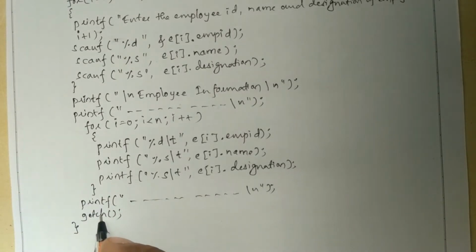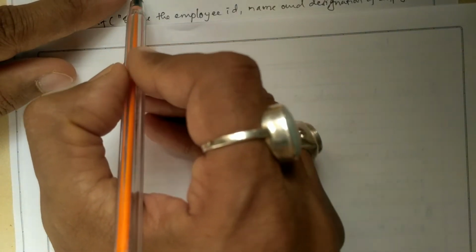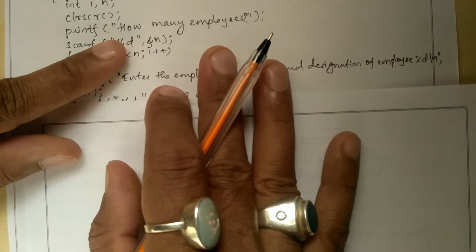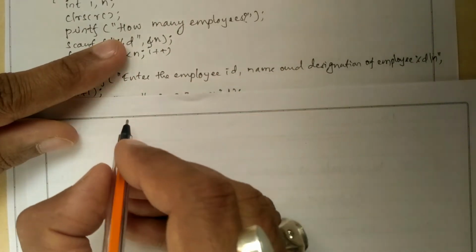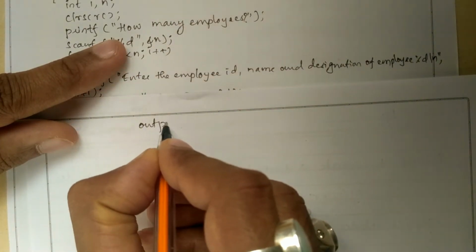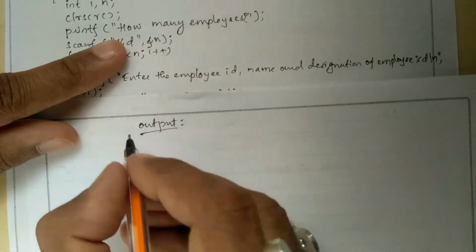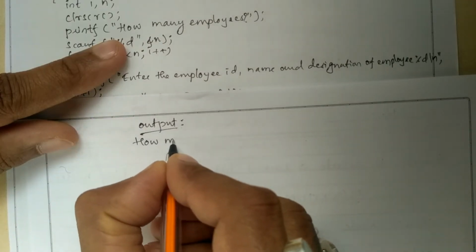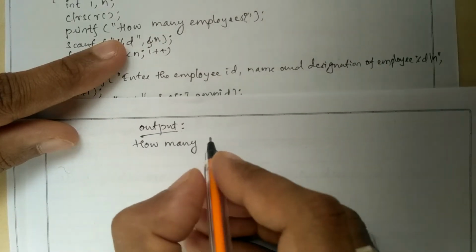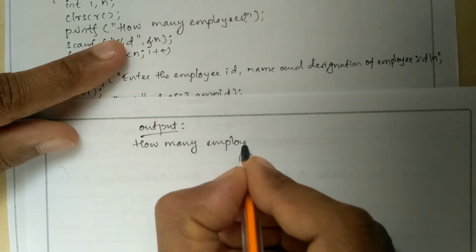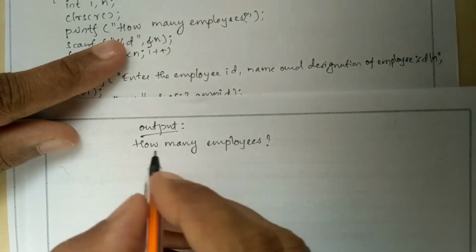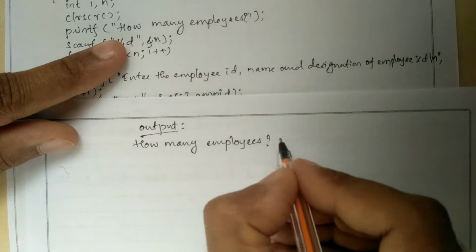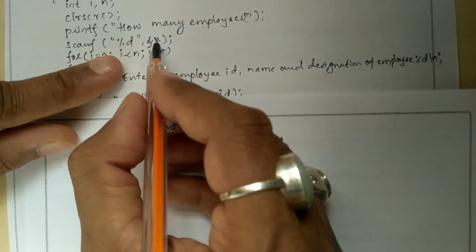So once we compile and run this program, it will ask the user how many employees. For example, here I'm going to write output. So it will ask the user how many employees. For example, I'm going to enter 2 here. Then n value is what?